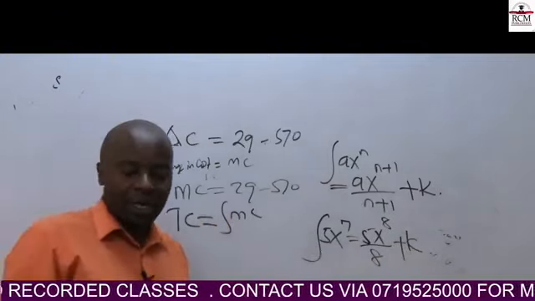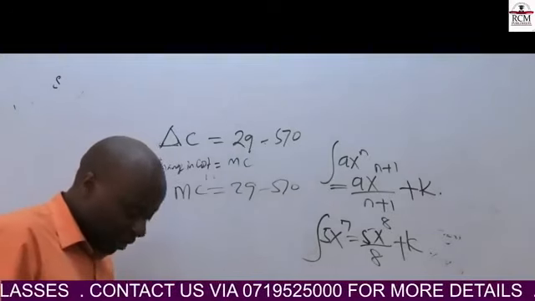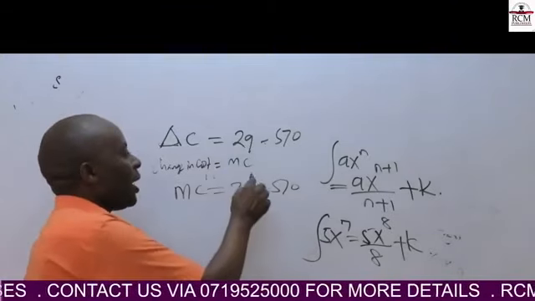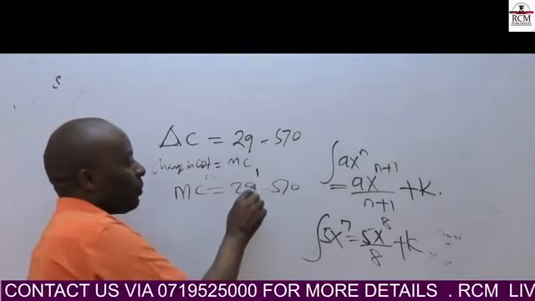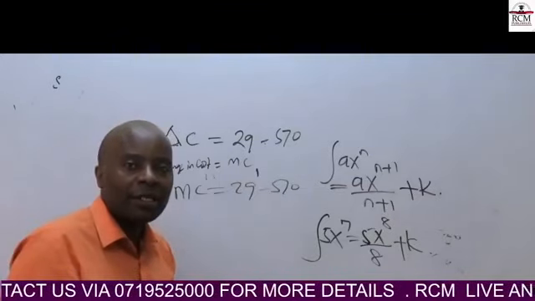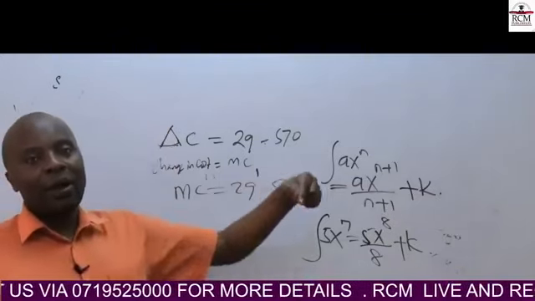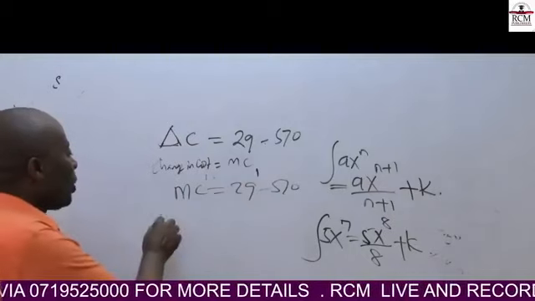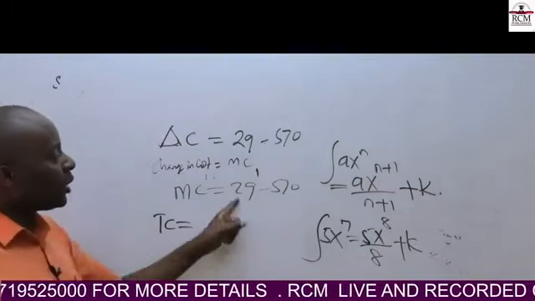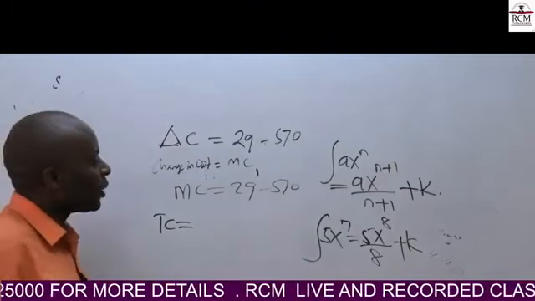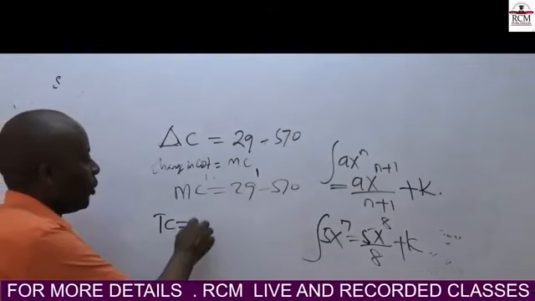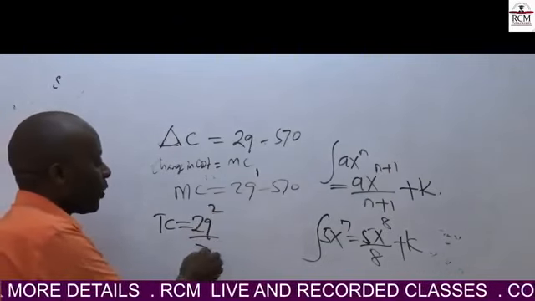Ladies and gentlemen, here we are. Could you kindly come and integrate this for me? How do you integrate? Remember, when I'm integrating, I have this 2q. There is an implied, hidden power 1 there. So to get my total cost, when I'm integrating this, this one here will be 2q squared over 2.